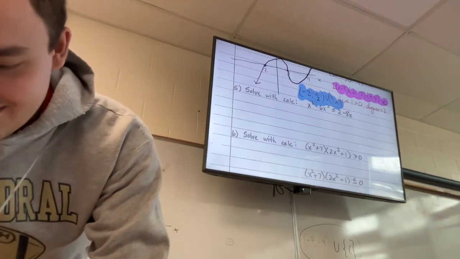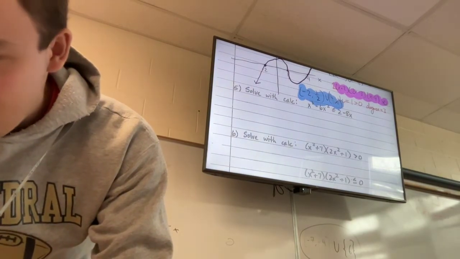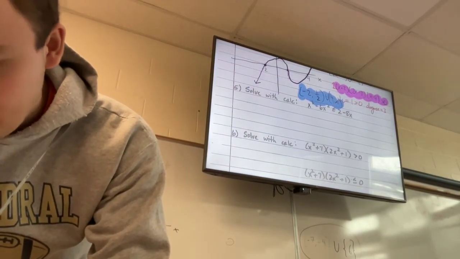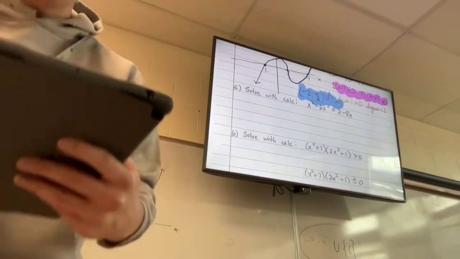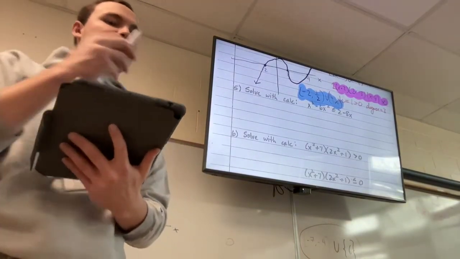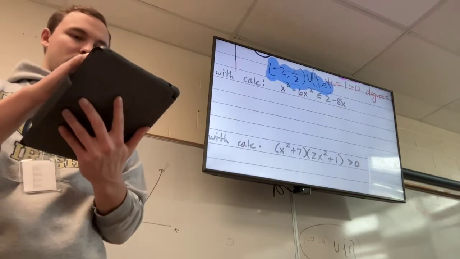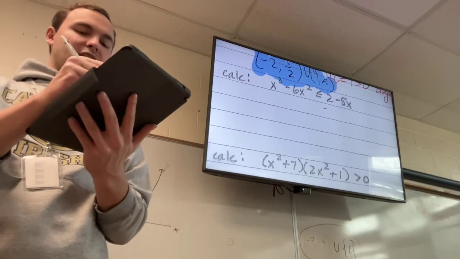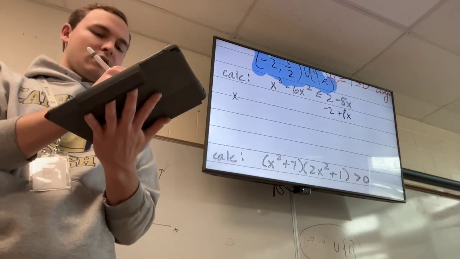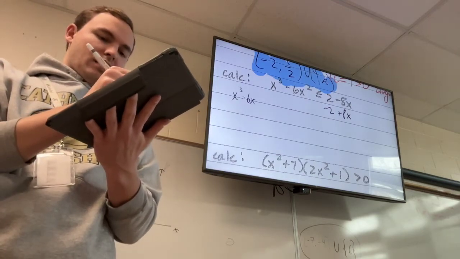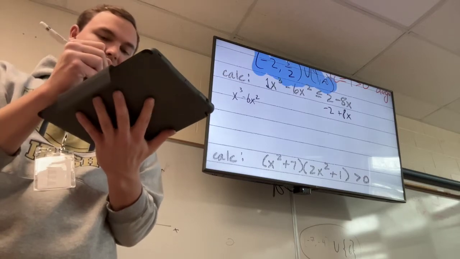That's awesome. Okay, so first thing we do, I'm just going to write this down for myself. We want to get everything on one side of 0. So I'm going to subtract the 2 and add the ax. I want everything on the left side. Why? I want my lead coefficient to stay positive, basically.